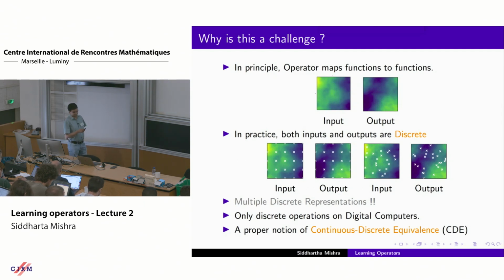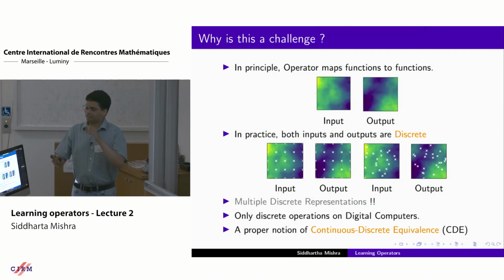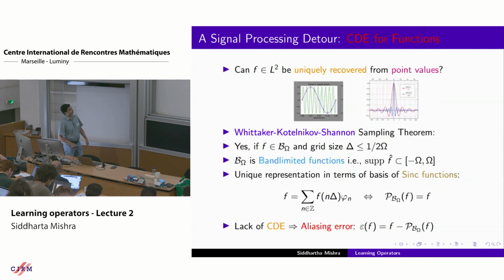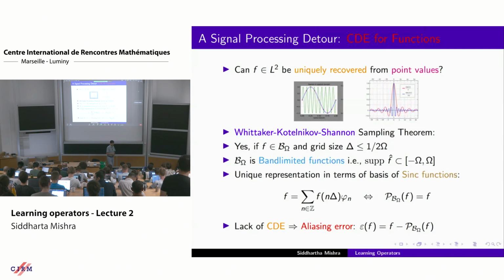Okay, so let's get started by just looking at some existing notions of continuous discrete equivalence. Where do they come from and how people have thought about this in other communities. So in fact, the starting point is, as I said, a detour into signal processing, because continuous discrete equivalence plays a big role in signal processing. So let me give you a 2-minute introduction to signal processing. I think many of you are already aware of this, so it's a very well known concept.